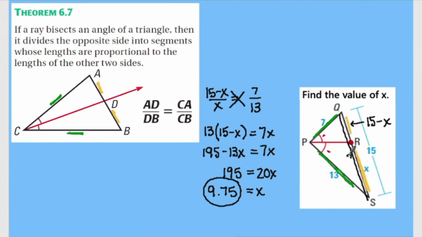So it looks like the split here is 9.75, which would leave 5.25 for that other piece. And now we've done an example of each of our 4 new proportion theorems.